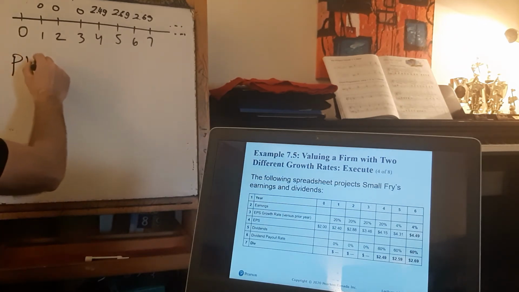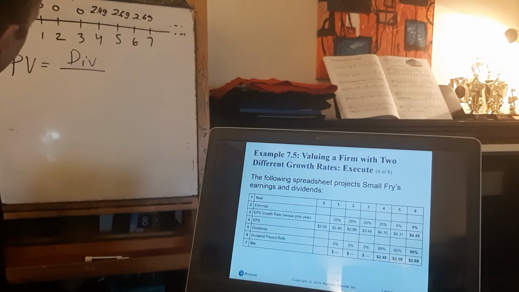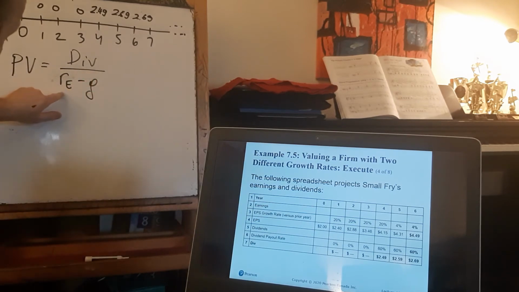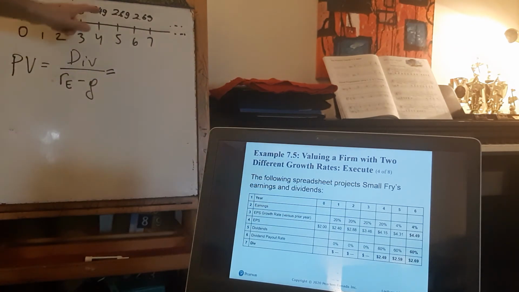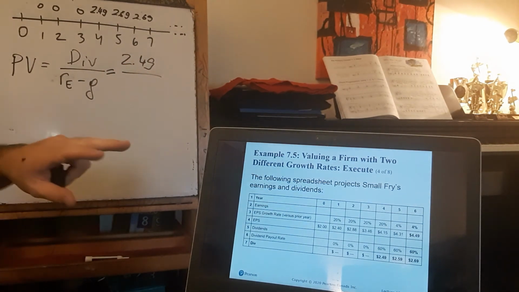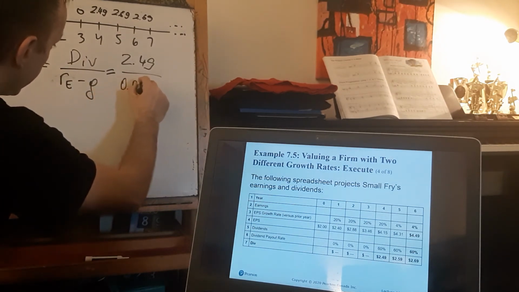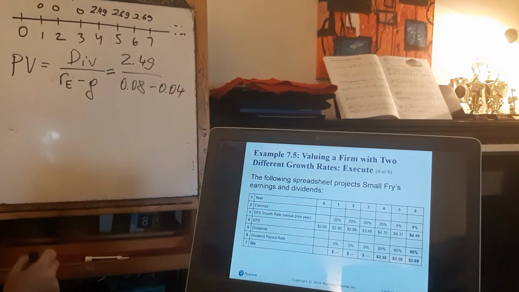So if we calculate present value, that's going to be dividend. We're going to use the first one, 2.49, divided by RE minus G, opportunity cost of equity minus G, growth rate. And so that's going to be 2.49 here, and then RE, it's actually said in the description of the model, it's 8% per year, so 0.08, and G is 4% per year, 0.04. And so what we're going to get is 62.25.